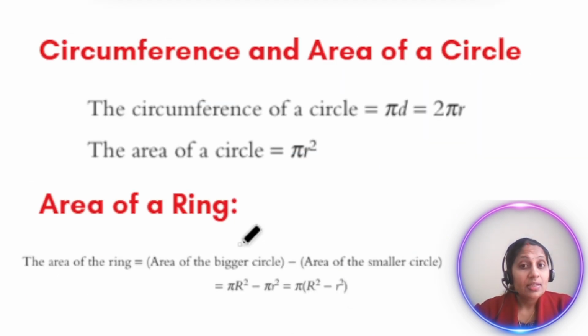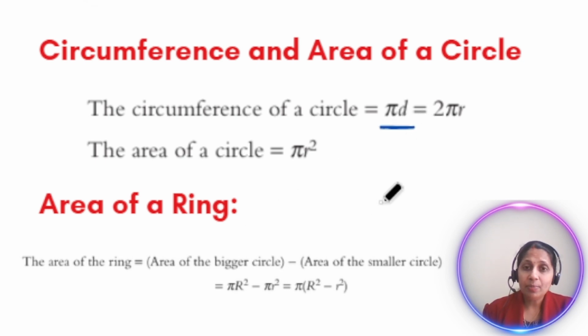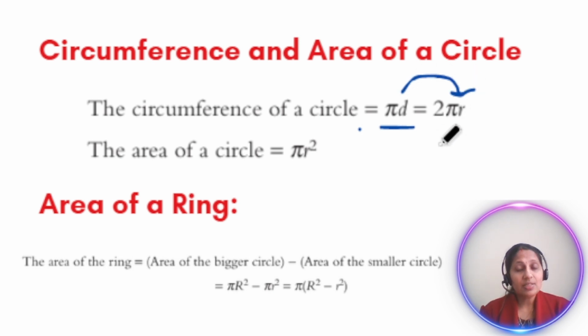Clear? Circumference and area of a circle. The circumference of the circle is equal to pi into d. How did they get this formula? Because they found that whenever you take the circumference, the boundary length of the circle, and divide it by its diameter, you always get an irrational number, which is pi. So from that relation, we can say that the circumference of a circle is pi into d. Substituting d as 2r, 2 pi r is the circumference and the area is pi r square.